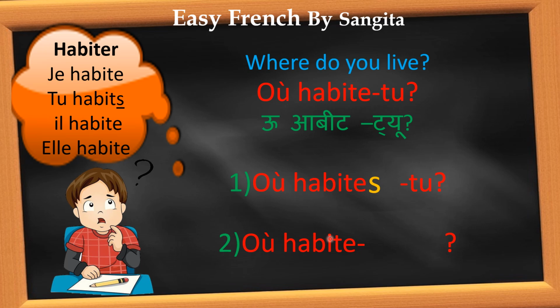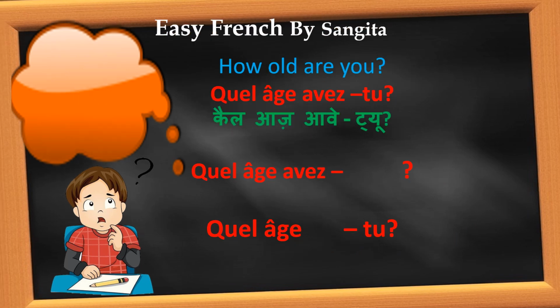Another way of correcting it is you change the pronoun over here instead of tu. Now you can use the je form, il form, or elle form, anything. So we are going to use the il and the elle form, and now it is balanced. So où habite-t-il, où habite-t-elle. It means where does he live or where does she live. Now it's correct. So let's see the next slide.